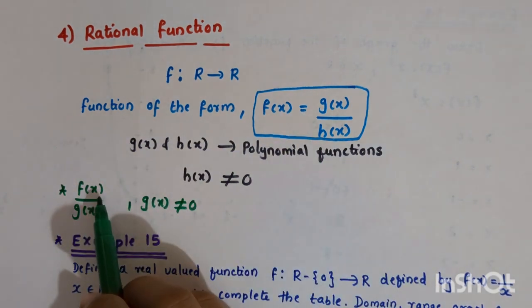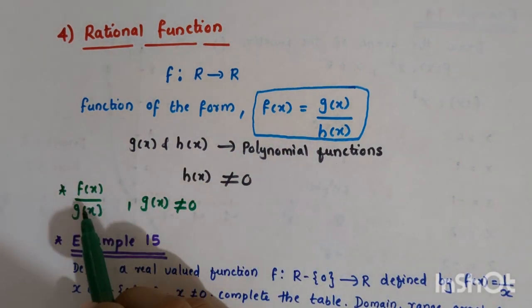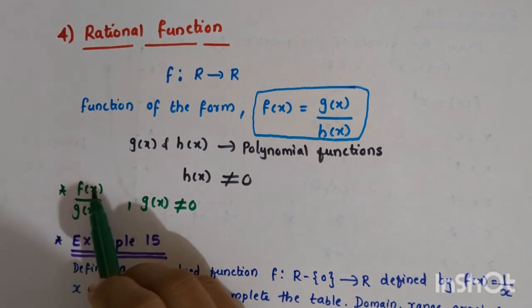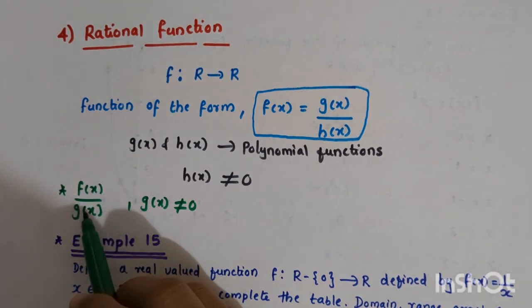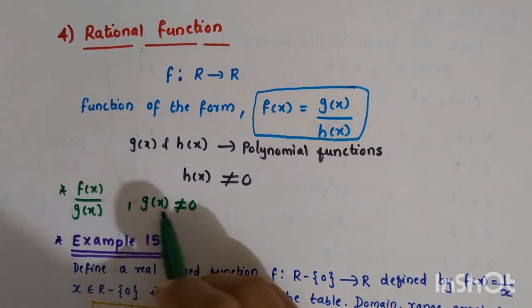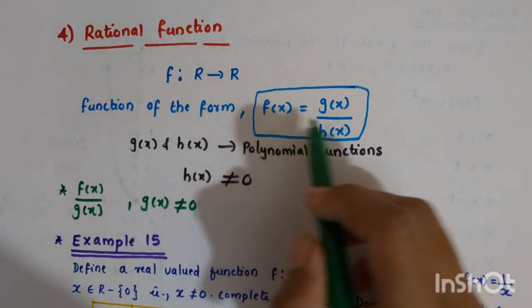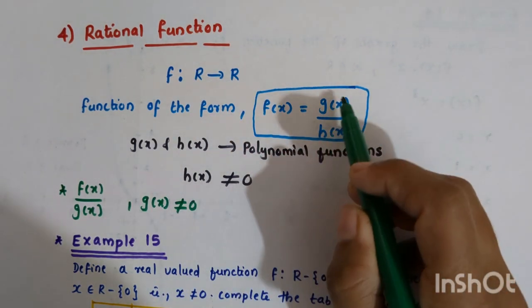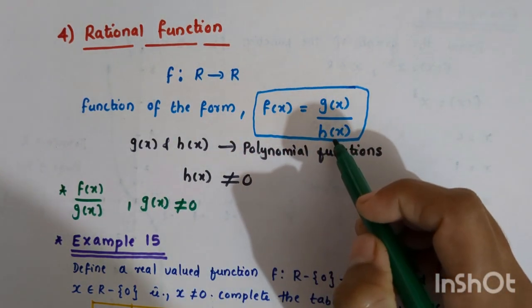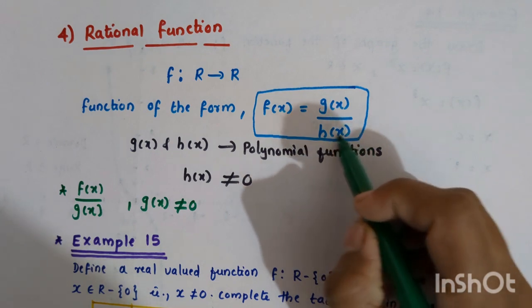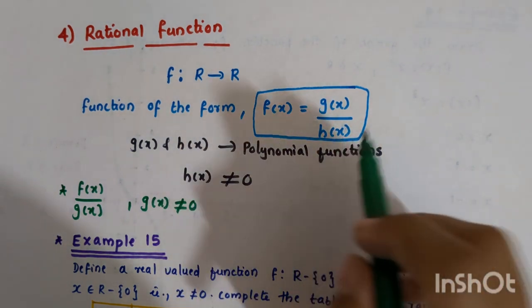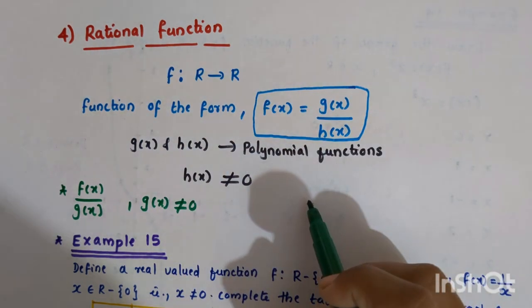Or we can say that rational functions are functions of the type f of x divided by g of x, where f of x and g of x are polynomial functions of x defined in a domain where the denominator g of x is not equal to 0. So rational functions are in the form of a ratio. Both the numerator and denominator are polynomial functions, and the denominator should not be equal to 0. That is the condition for a function to be a rational function.